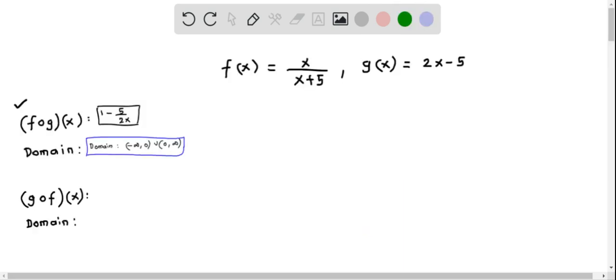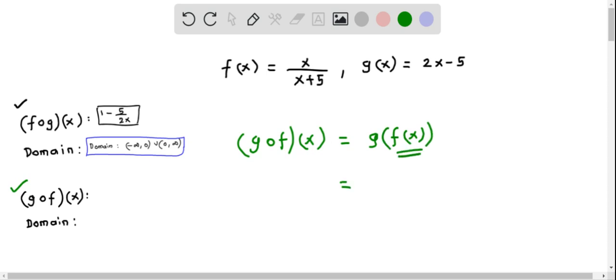We will now determine the composite function g of f of x, as well as its domain. So first we write down the composite function g of f of x. So this can be written as g of f of x. And we now replace this f of x as given over here. So this becomes g of, replacing f of x by x over x plus 5. Now this is equivalent to replacing x in g of x by x over x plus 5. So I'm going to replace this x by this expression x over x plus 5.